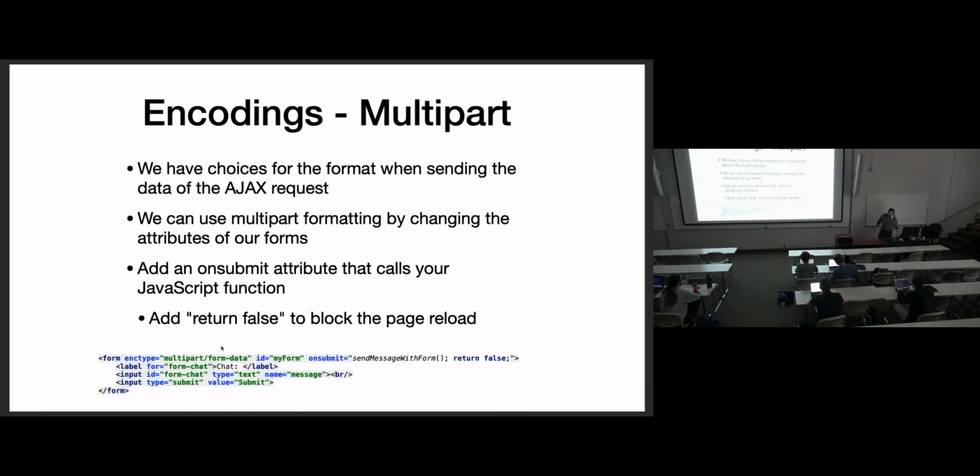So with our multi-part form, instead of submitting with a post request to a specific path, we're going to use the onSubmit and call some JavaScript code that we have, called the send message with form method, which is going to contain my Ajax stuff. And then importantly, I'm going to put return false here. This return false is going to tell the browser, hey, shut everything down after you call my function. Don't fire off a request to the server.